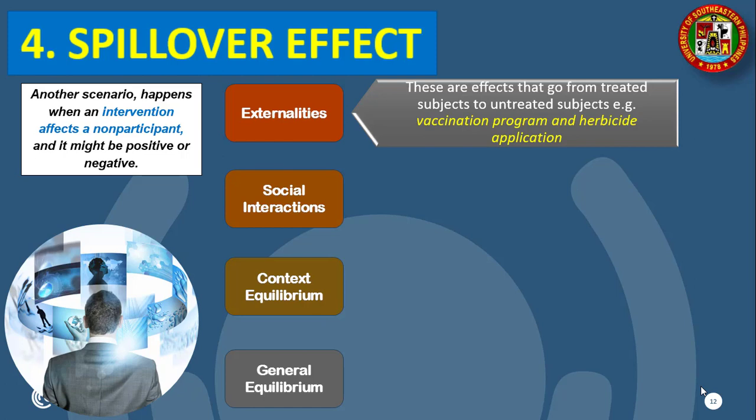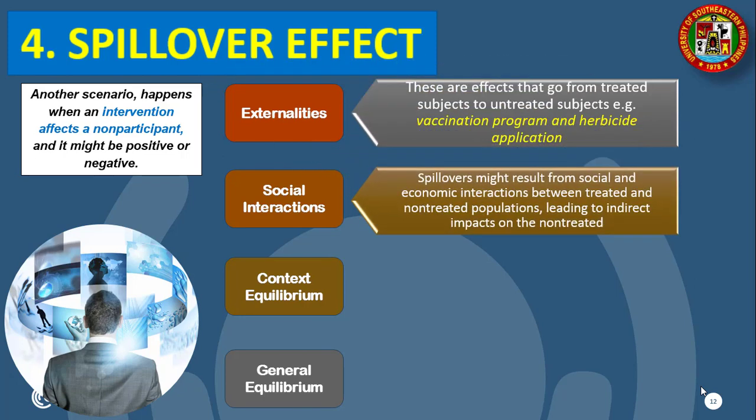For example, vaccinating the children in a village against influenza decreases the probability that non-vaccinated inhabitants of the same village will catch this disease. And the negative is, for example, a farmer's crop could be partially destroyed when his neighbor applies an herbicide on his own plot and some of the herbicide blows to the other side of the property line. The second is the social interactions.